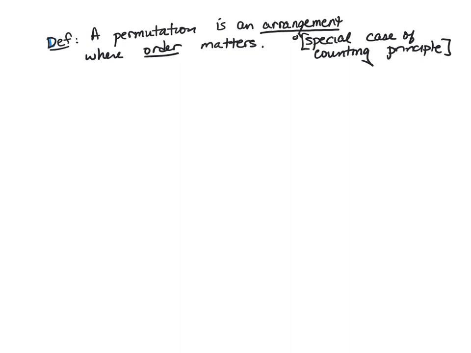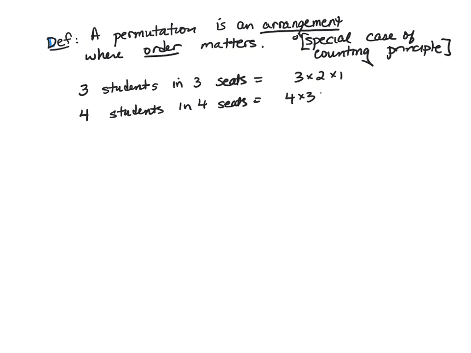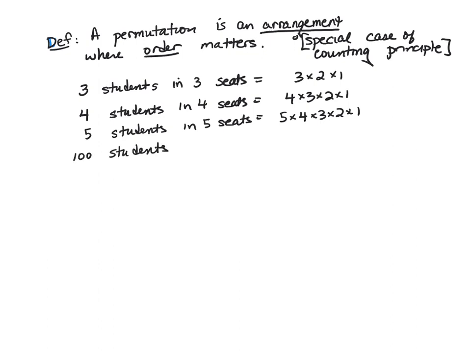Okay, a special case. So when we wanted to seat 3 students in 3 seats, we found it was 3 times 2 times 1. If we wanted to seat 4 students in 4 seats, that would be 4 times 3 times 2 times 1. If we wanted to seat 5 students in 5 seats, that would be 5 times 4 times 3 times 2 times 1. But if we wanted to seat 100 students in 100 seats, well, following the pattern, it would be 100 times 99 times 98, and we would keep counting down until we hit 3 times 2 times 1.